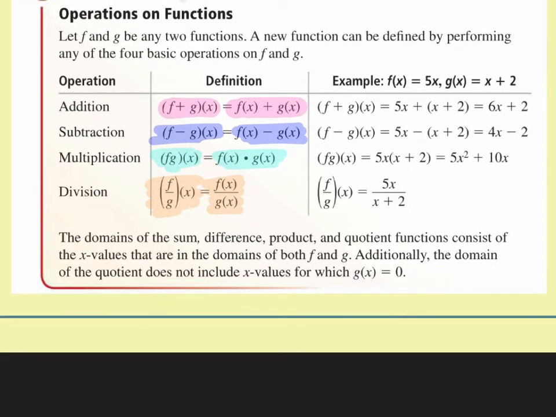In addition to performing these operations, we're going to have to find the domain of the sum, difference, product, and quotient functions. And our domain consists of the x values that are in the domains of both the f and g. So we always have to check what's in the domain of the f function, what's in the domain of our g function, and what overlaps between the two domains is what's going to be the domain of our new function. So we're looking for the overlapping parts. So what overlaps?